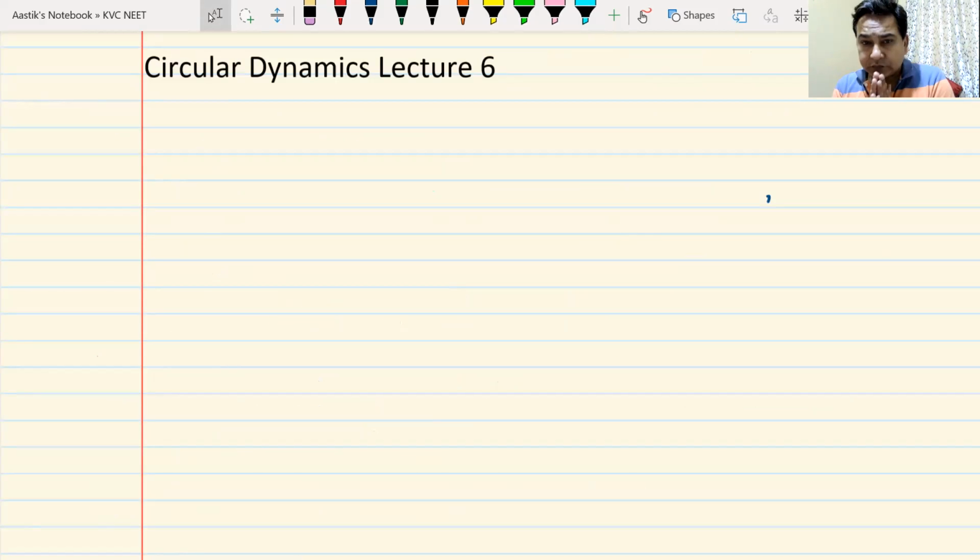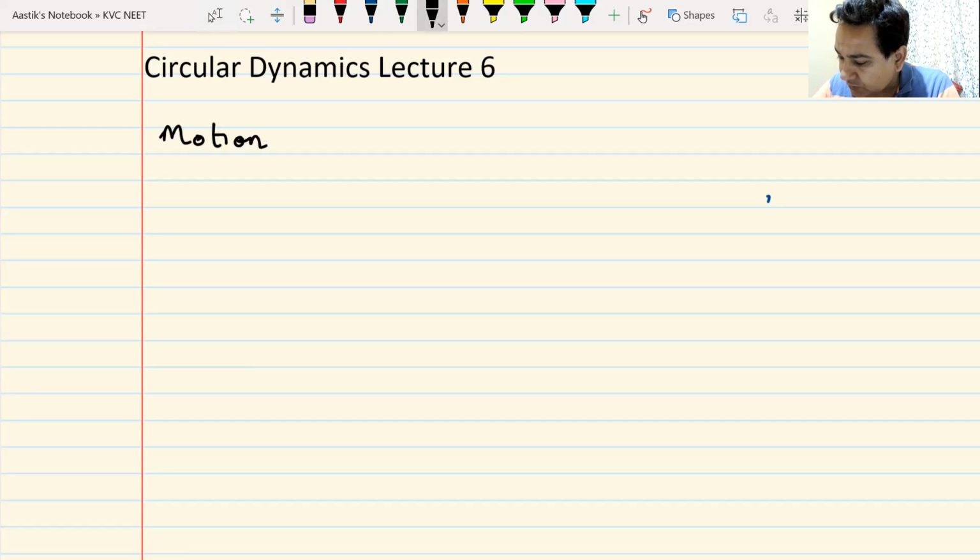Now, we are going to study this circular dynamics under two headings. Two types of motion. The first heading would be motion in a horizontal circle, and that is the heading that you are going to write. First of all, the first motion is motion in a horizontal circle.